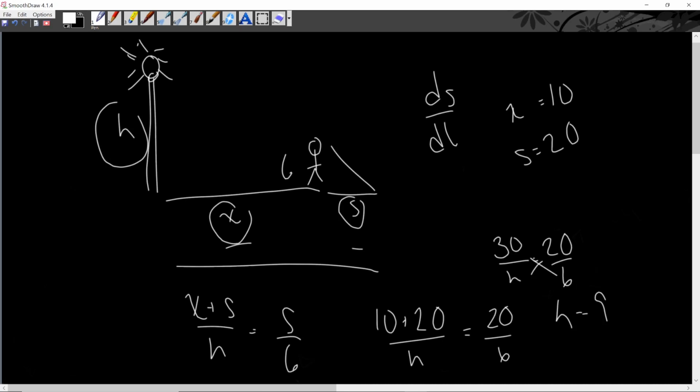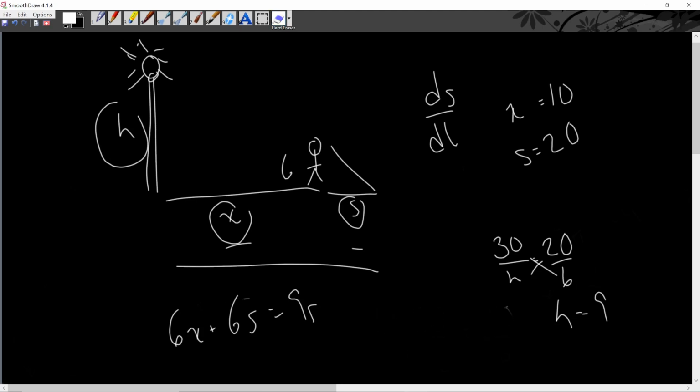So if H equals 9, we can replug this back into our formula. We have X plus S over 9 is equal to S over 6. And then we can cross multiply again, and we'll have 6x plus 6s is equal to 9s. So we subtract 6s from both sides, and we get 6x equals 3s.